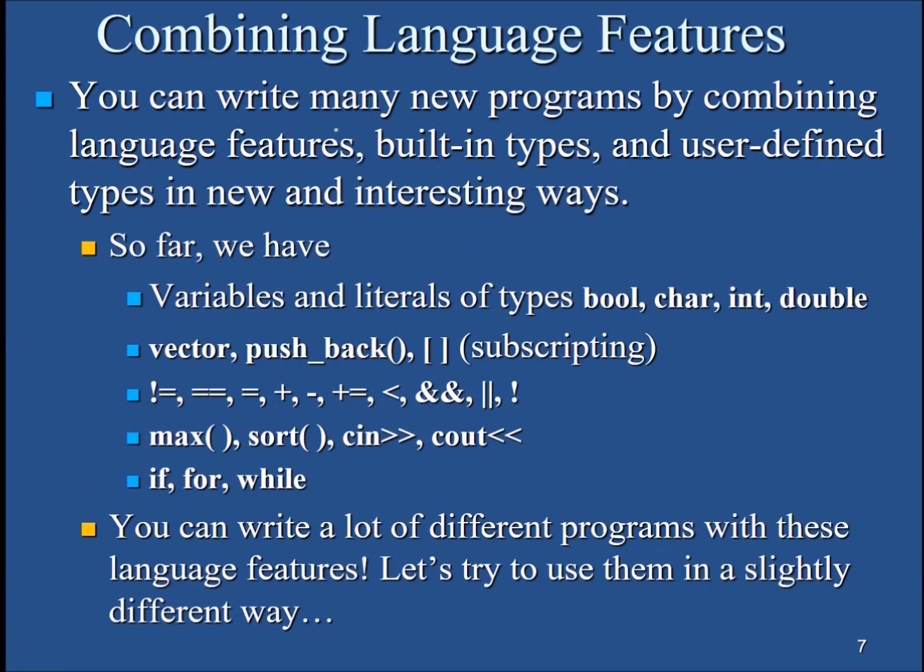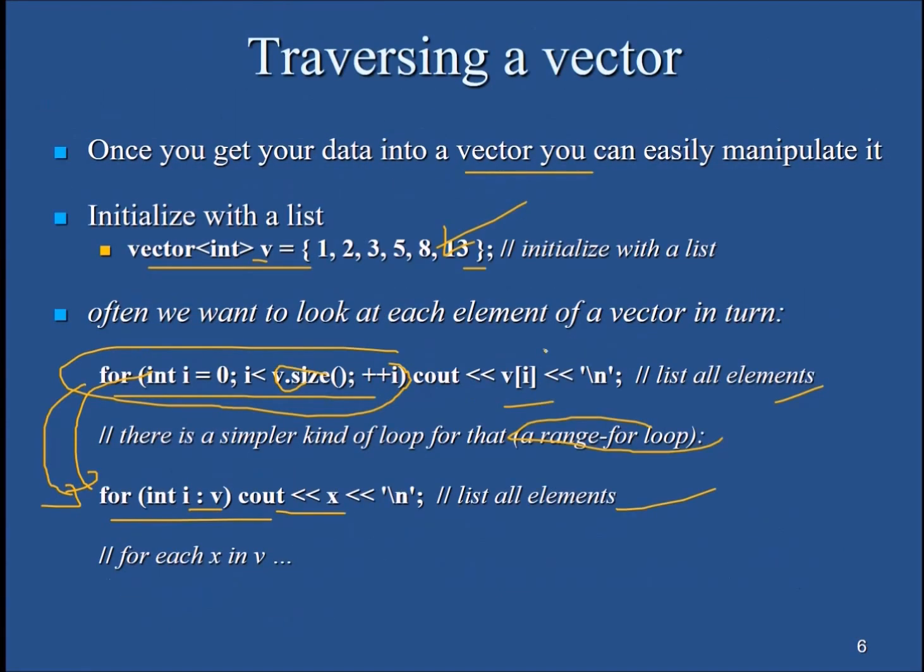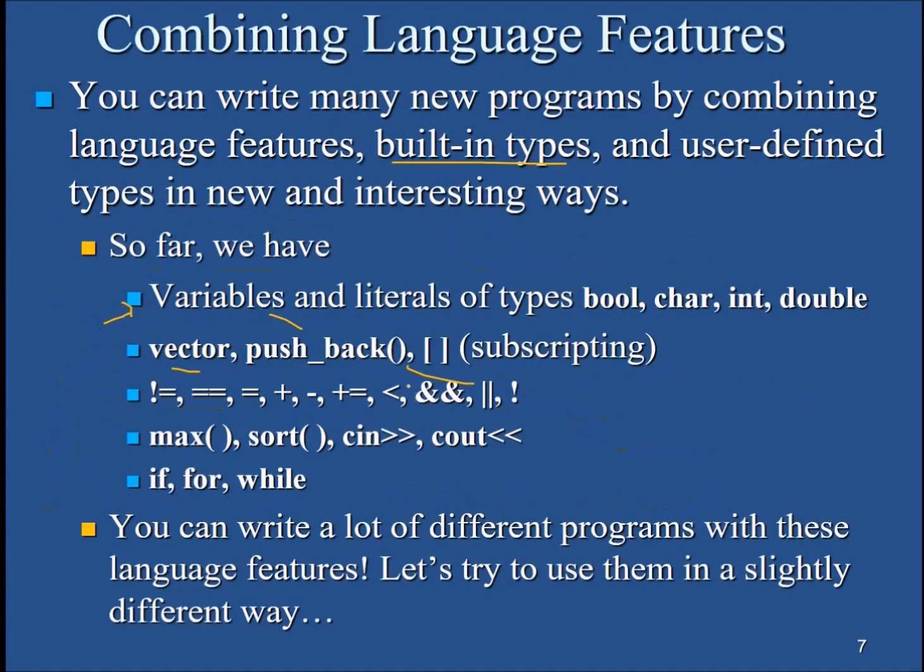Now you can write many new programs by combining language features like built-in types and user-defined types in new and interesting ways. What we have seen is variables and literals of type bool, character, integer, double. Also we have seen vector, how to push back, and this subscripting. And then these are various operators. Some are unary, some are binary. These are the functions we have already seen: max, sort. And cout, if, for, while loop. These are the iterative loops.